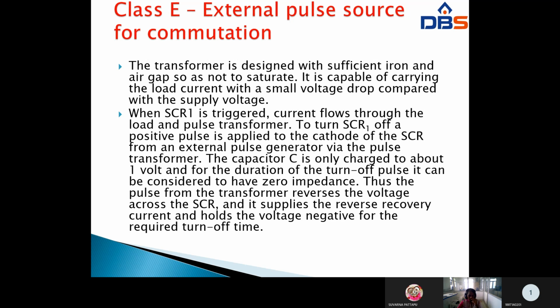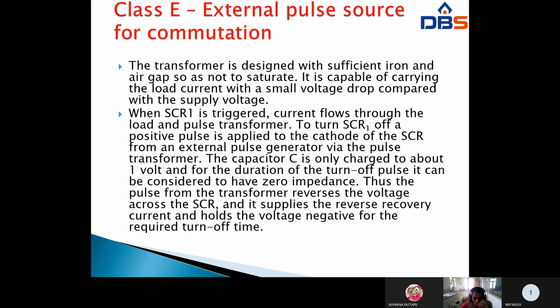So as it is saturated, it is capable of carrying the load current with a small voltage drop compared with the supply voltage. So SCR1 is triggered, and current flows through the load and pulse transformer. To turn SCR1 off, a positive pulse is applied to the cathode of the SCR from the external pulse generator via the pulse transformer.